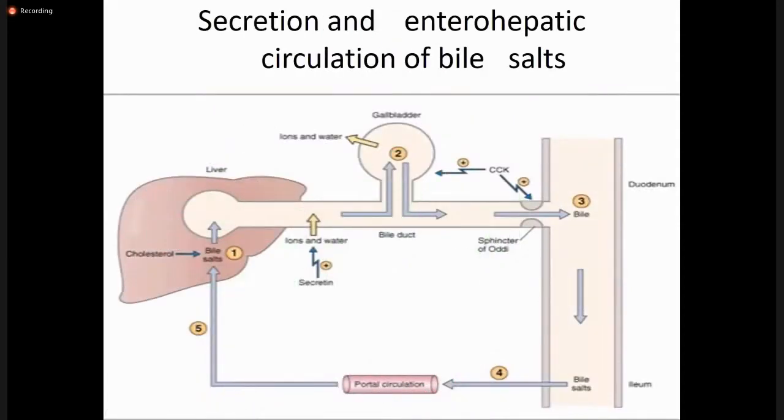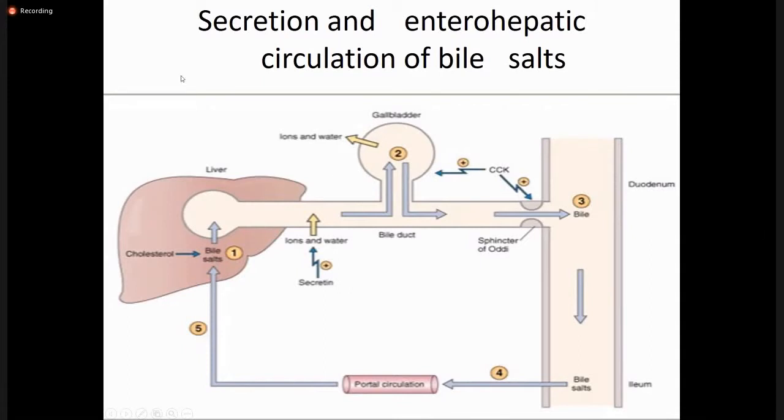Now, something to show about the circulation, secretion and the enterohepatic circulation of the bile salts. Basically, the bile is being produced in the liver. It is then secreted and stored in the gallbladder. The ions and water are reabsorbed from the gallbladder. Then the bile is secreted from the gallbladder after the intestine secretes cholecystokinin, and the bile goes into the small intestine, and from there the bile salts are reabsorbed through the portal circulation into the liver again.